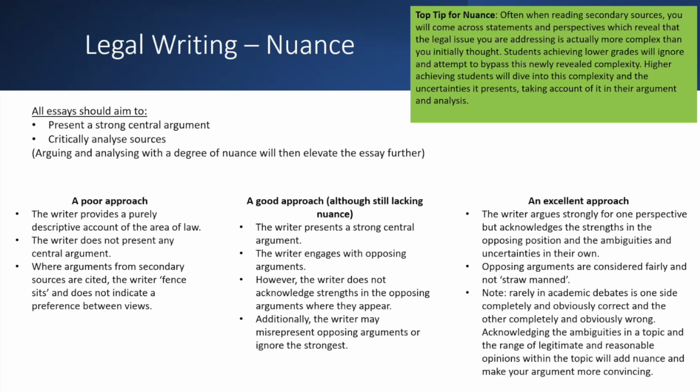Here, the writer presents a strong central argument, which is good. The writer engages with opposing arguments, but the writer does not acknowledge the strengths in the opposing arguments where they appear. Additionally, the writer may misrepresent opposing arguments or ignore the strongest. So this is where you have a load of research that, when you're choosing what you might want to include in your argument, you're kind of picking things to support a hypothesis that you have already decided.